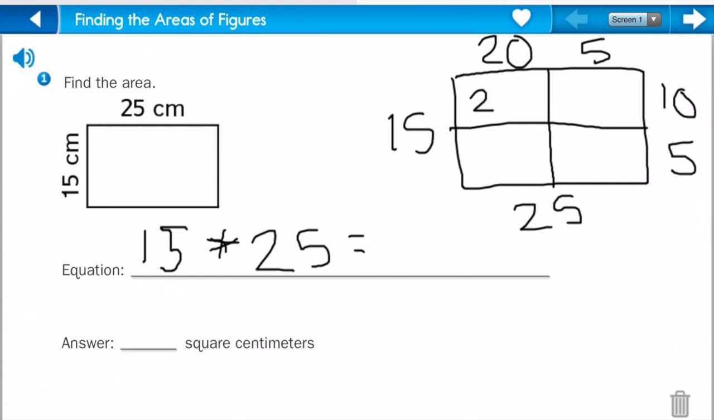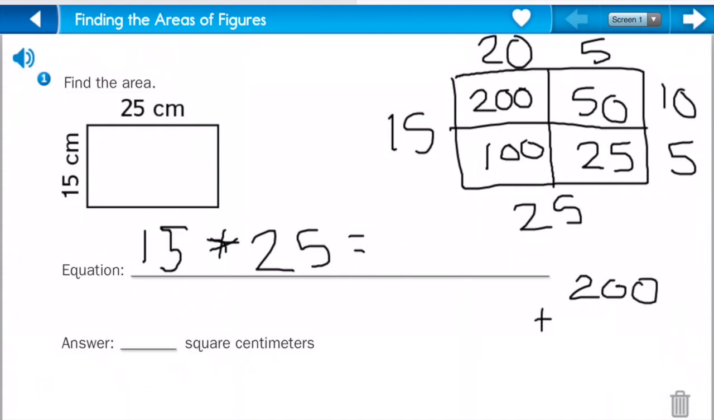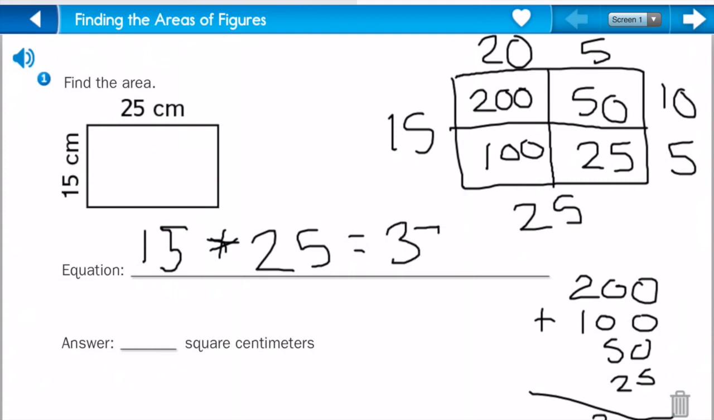20 times 10 is 200. 5 times 10 is 50. 5 times 5 is 25. 20 times 5 is 100. So now we just have to add this up. So we take 200 plus 100 plus 50 plus 25, and we get 375. So our answer is 375. So the area of this shape is 375 squared.